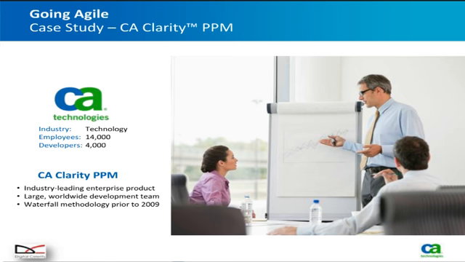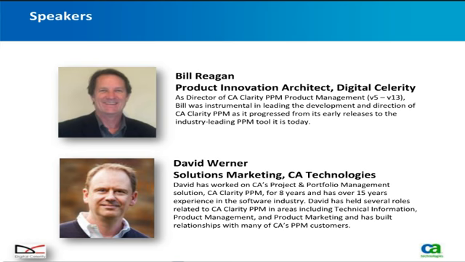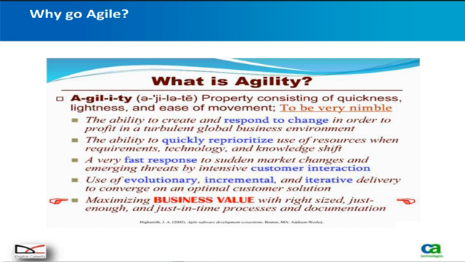So Bill, let's start by talking about why did CA choose to go to an Agile methodology for the development of Clarity, and why did CA itself choose to go Agile, and then why would other development organizations choose to go Agile as well?